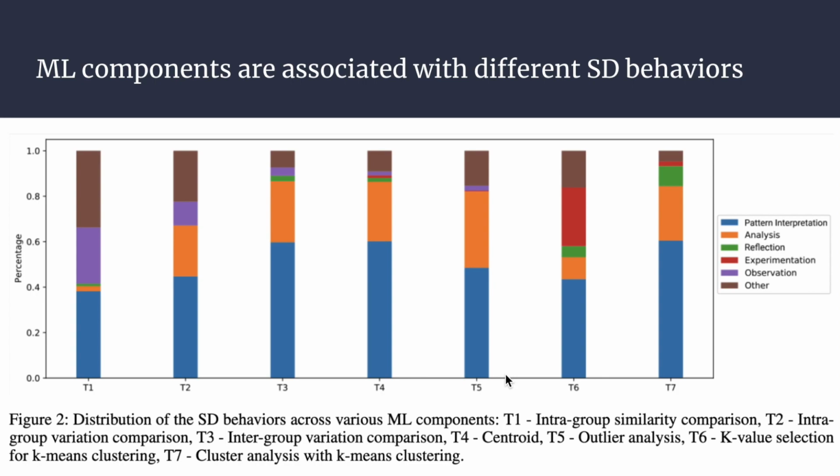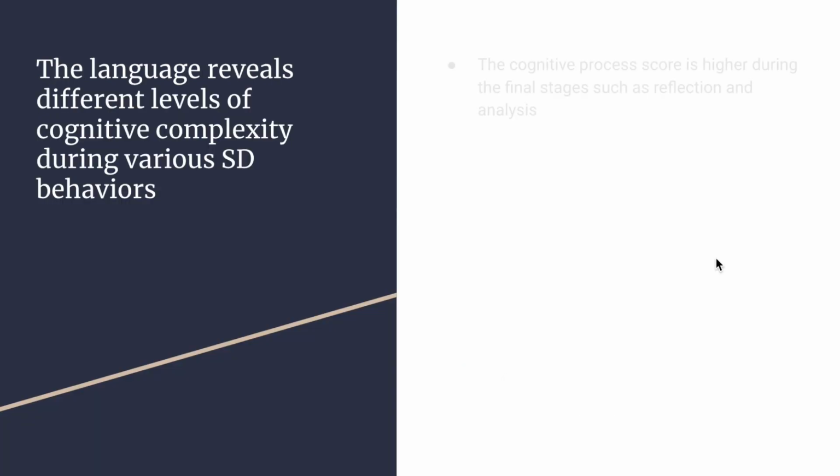The results show that machine learning components are associated with different scientific discovery behaviors. In our research, we discovered that the cognitive process scores were higher during the later stages, such as reflection and analysis, and lower during the earlier stages. This indicates that the integration of new machine learning components did not make the cognitive difficulty of initial interaction higher than data analysis and pattern interpretation.